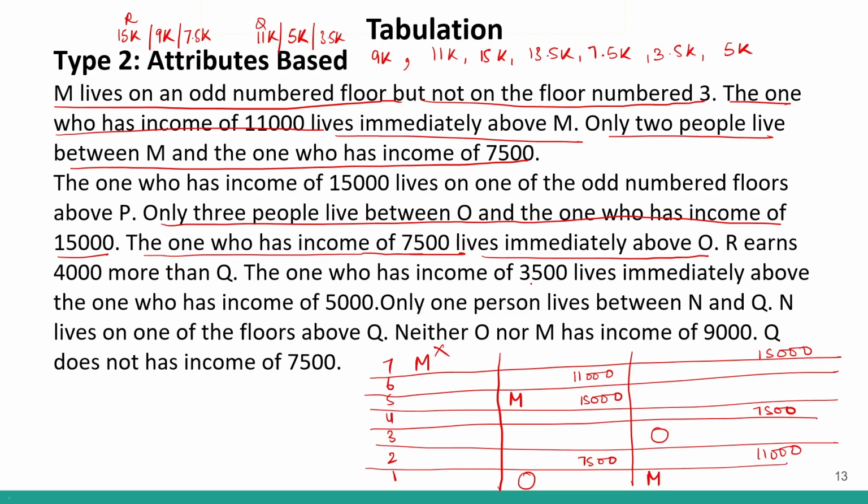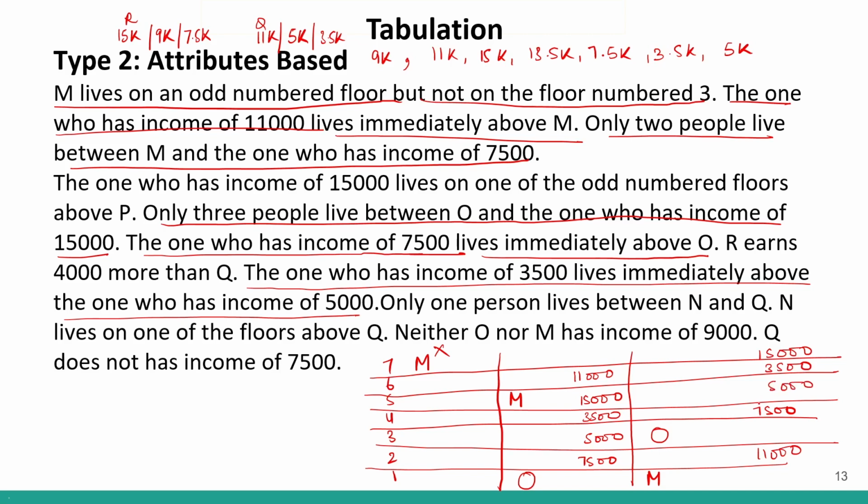The one who has income of 3,500 lives immediately above the one who has income of 5,000. So these two positions are empty, the fourth position and the third position. I can place 3,500 immediately above the one who has 5,000. Here also, 3,500 is immediately above the one who has 5,000.